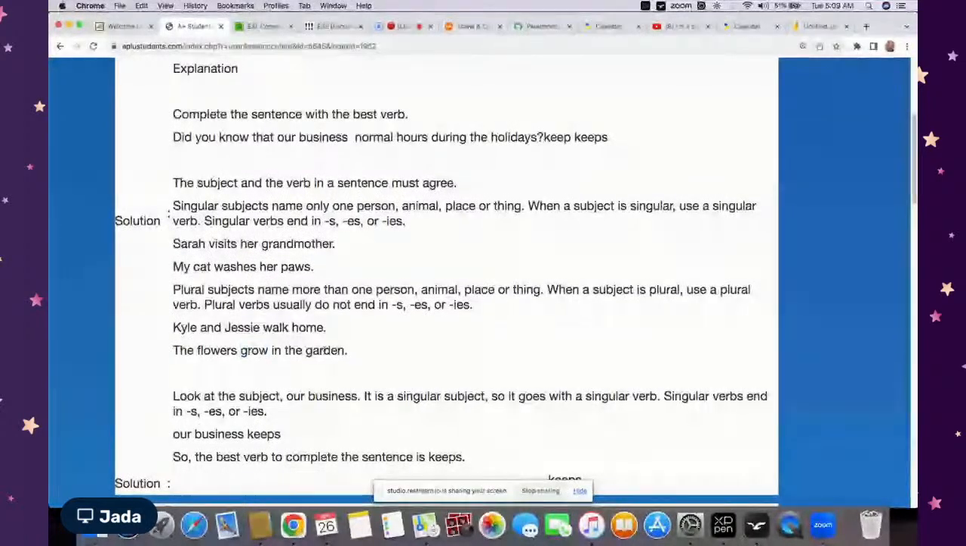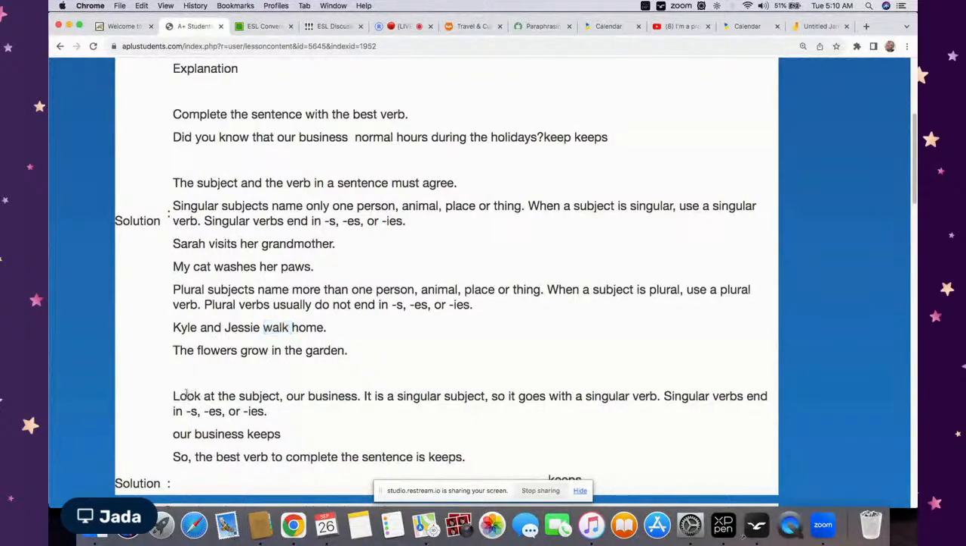And we have Kyle and Jesse walk home. So now Kyle and Jesse, it's two people, right? We have Jesse and then we have Kyle. So it shows that it's plural. It's not just one person, it's more than one person. And then walk here is the verb, but the verb does not have an s or es or ies, of course, because it's a plural verb. Okay, so a plural verb will not have anything attached to it. So yeah, we have Kyle and Jesse walk home.